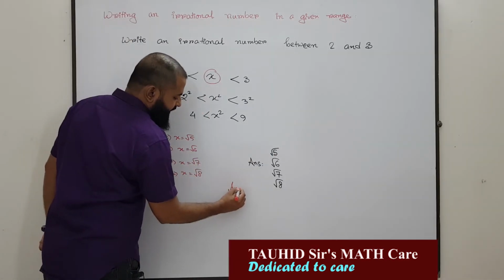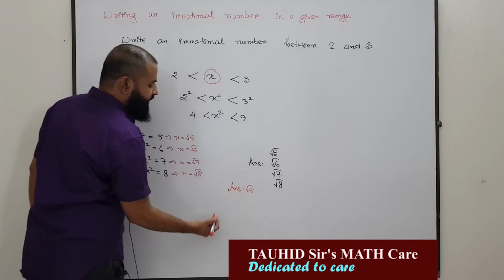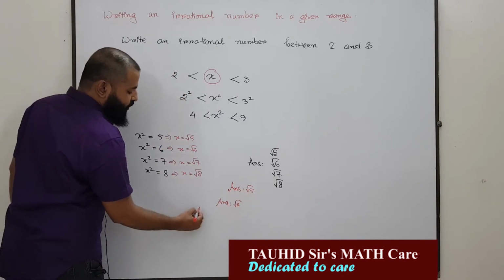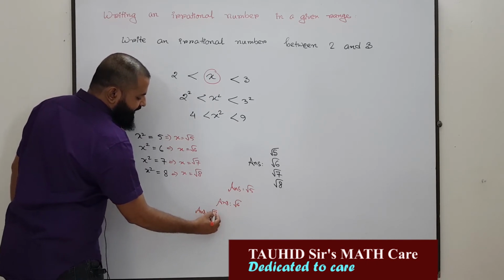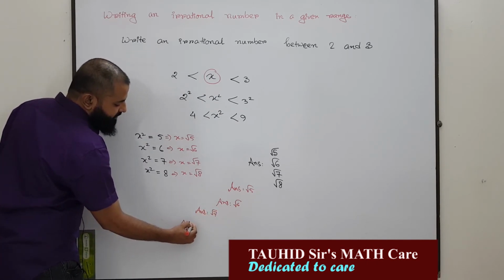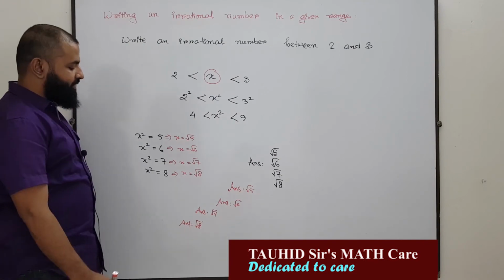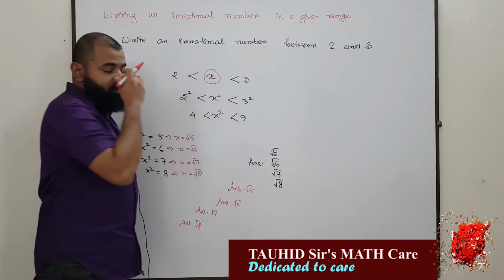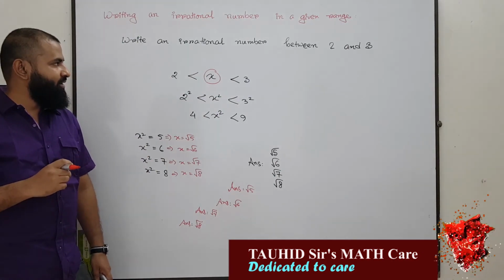We can write root 5 as the answer. This is a correct answer. We can write root 6. This is a right answer. We can write root 7 as the answer, or we can write root 8 as an answer. Each of them lies between 2 and 3 and each of them is an irrational number.